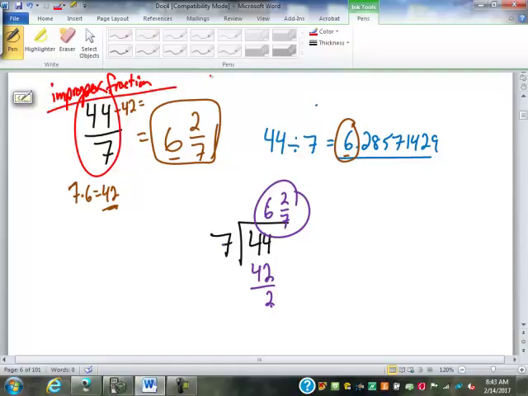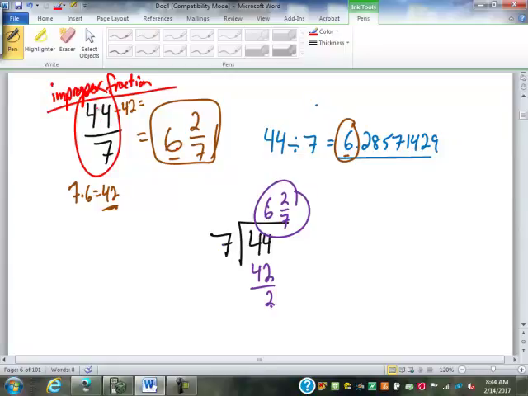Now, they call it improper because we don't like having the numerator bigger than the denominator. The word improper implies there's something wrong with it, and there really isn't. We just don't like seeing it that way because it's hard to visualize. It's easier for us to visualize 6 whole objects with 2 little pieces left over than it is for us to visualize 44 of those little pieces.